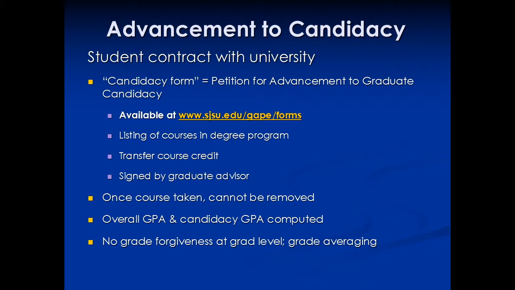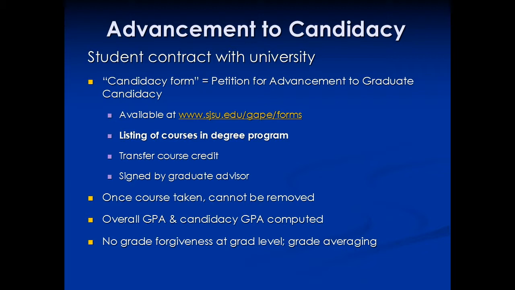It's downloadable and fillable. So first download the form and then fill it in. Remember, make a copy after you get all the signatures and submit it. You'll be submitting that to GAPE directly. That form is a contract between you and the university. It is what you promise you're going to do.